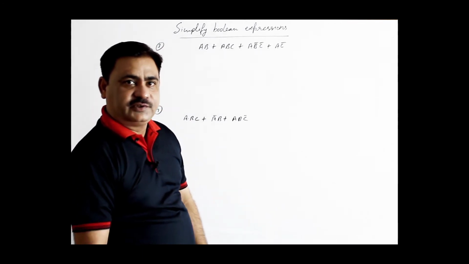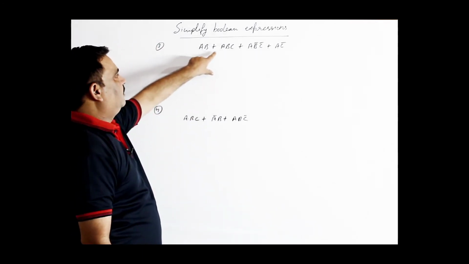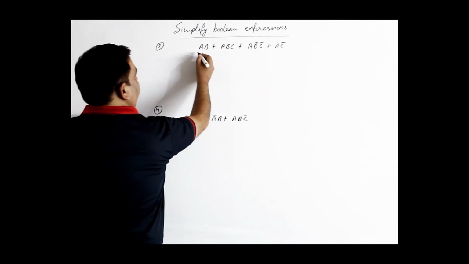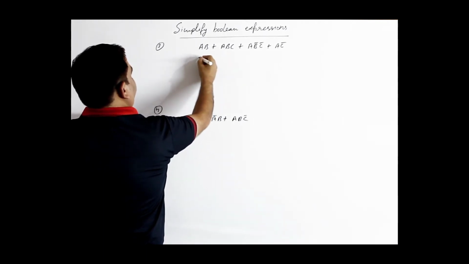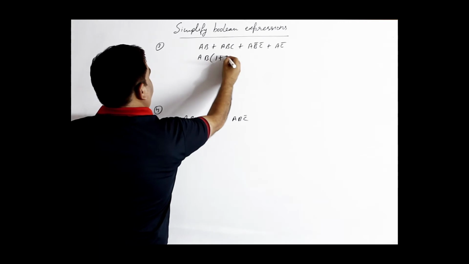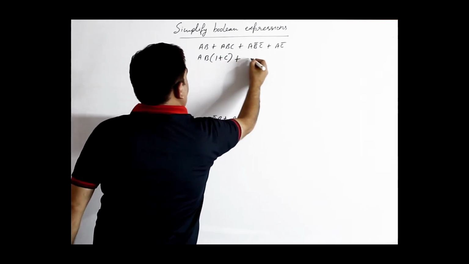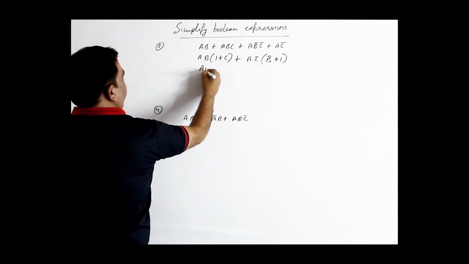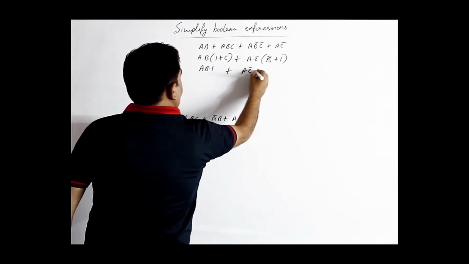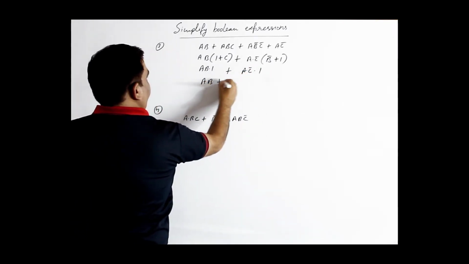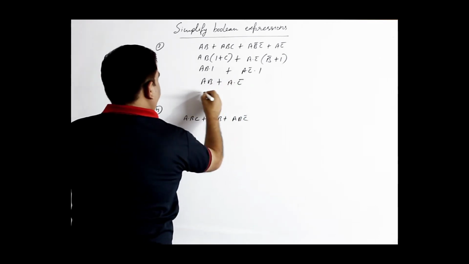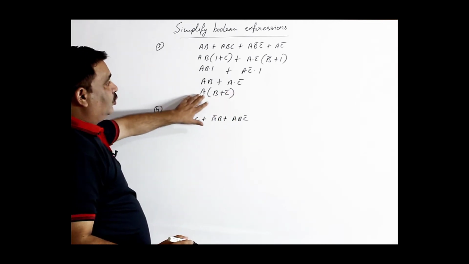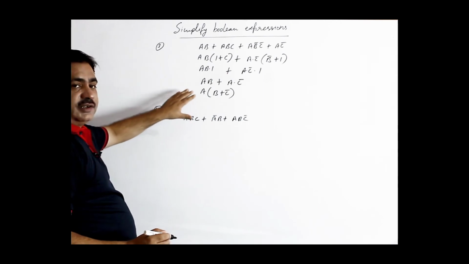Now, next expression which we have to solve is this one, AB plus ABC plus AB complement C complement plus AC complement. Here take the common AB, 1 plus C, here you can take common A and C complement inside B complement plus 1. 1 plus C is 1. So, AB dot 1 plus A dot C complement dot 1. So, it is AB plus A dot C complement, and you can take A common also, B plus C complement. Now, further you can also draw the logic circuit diagram if it is asked in the question.